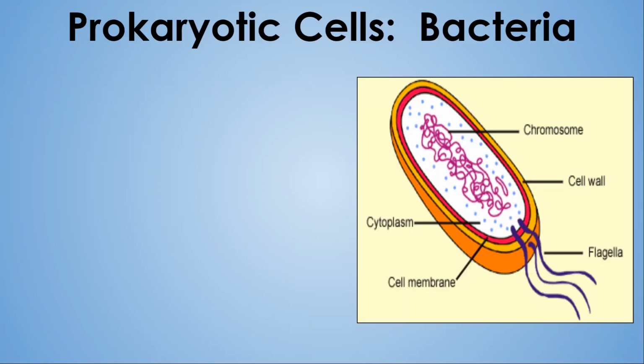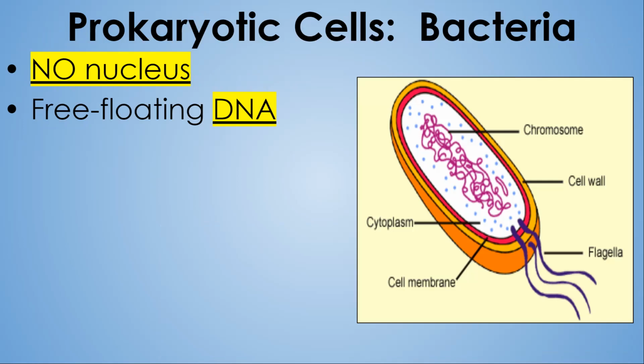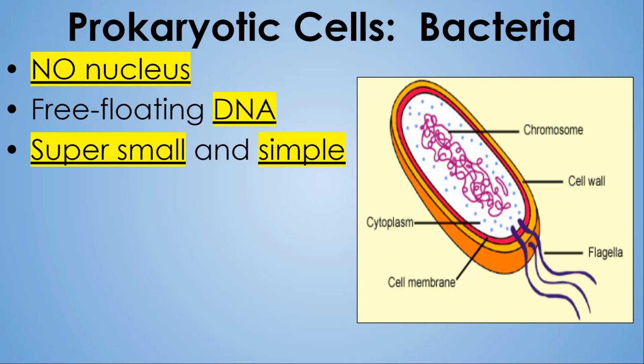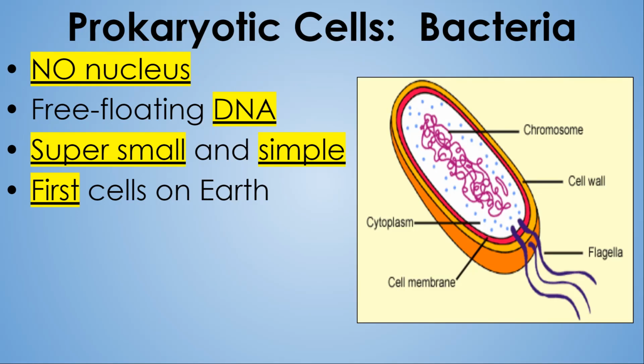So if we look at prokaryotic cells, that includes bacteria, and that means that they have no nucleus. Their DNA is free floating in the middle of the cell. They're super small and super simple. So the prokaryotic cells are about 10 times smaller than eukaryotic cells. So they're very small, they're very simple. They were the first cells on Earth, which kind of explains why they are small and simple.